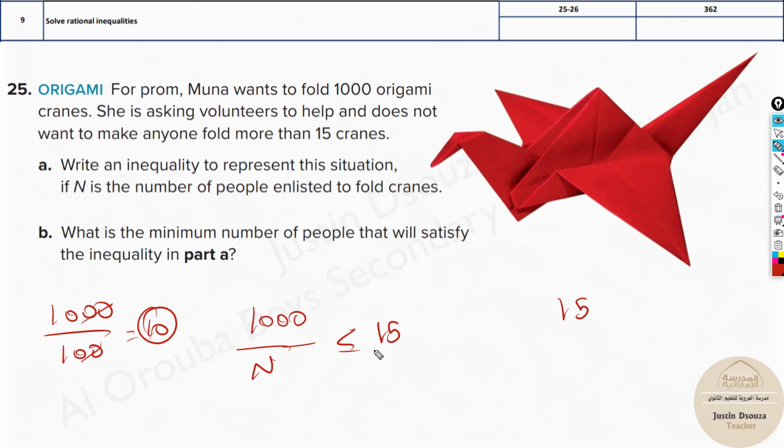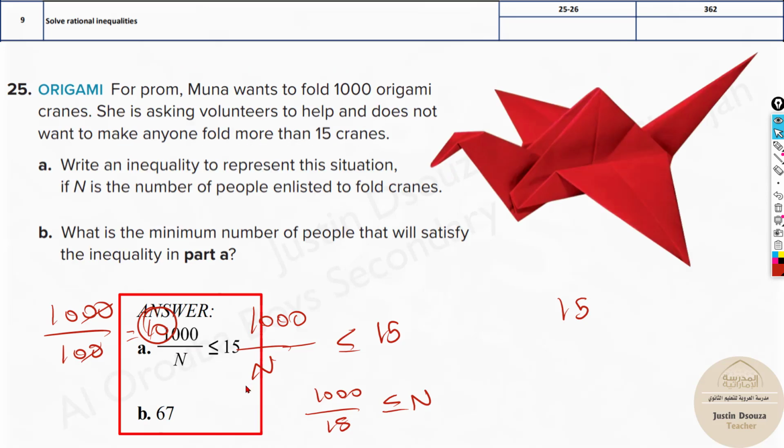What is the minimum number of people that will satisfy this inequality? So you basically have to solve it. So just do 1,000 divided by 15 less than or equal to n. So solve it up. 15, it will be 60 something. Let's just look at the answer. You can put it in the calculator. Okay, it's 66.66, which is not a whole number. So you need to have at least 67 people.